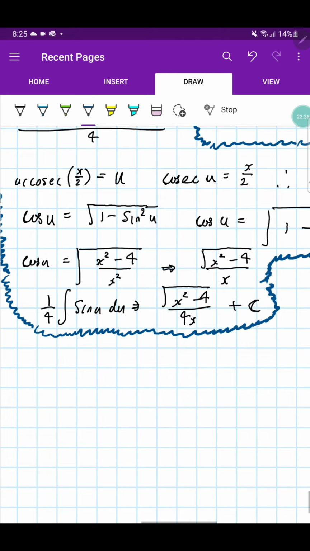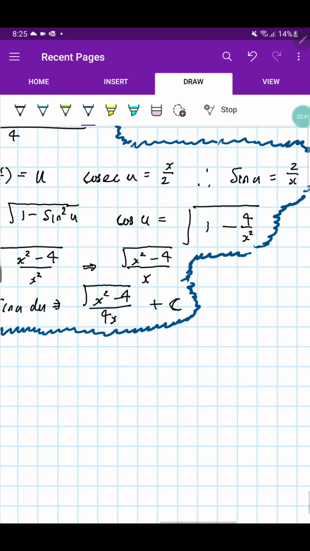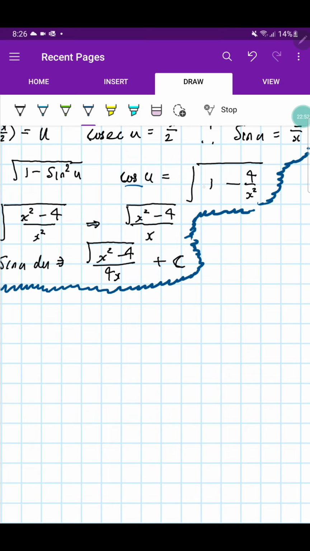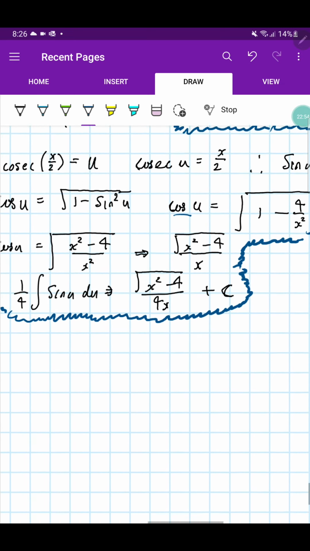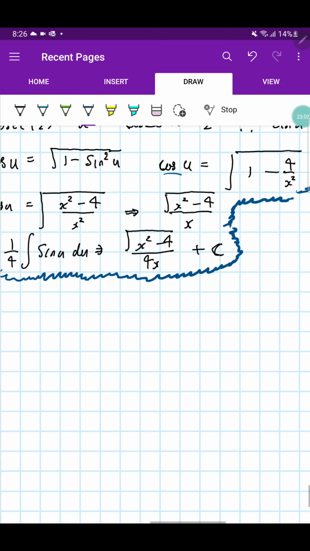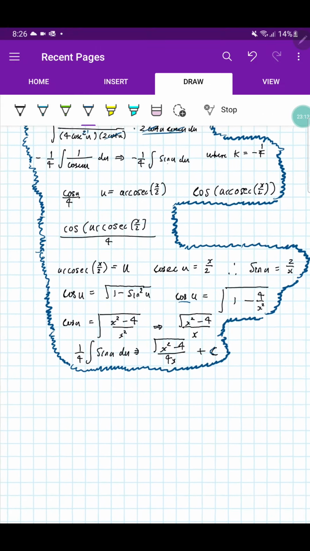So if we plug that into here, cos u equals the square root of 1 minus 2 over x all squared. So we have 4 over x squared. Therefore, cos u is, if we multiply by x squared, the square root of x squared minus 4 over x squared. If we simplify that, the square root of x squared is just x. So the integral of all of this simplifies to the square root of x squared minus 4 over 4x plus c. And that will be your final part of the paper.